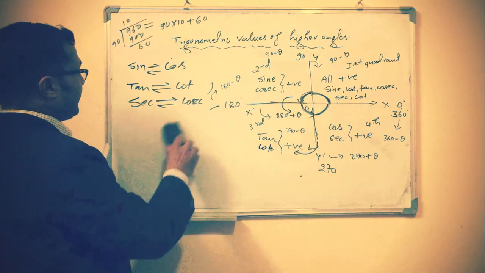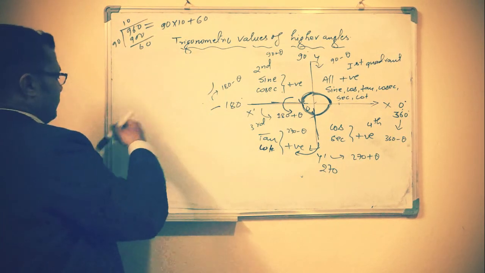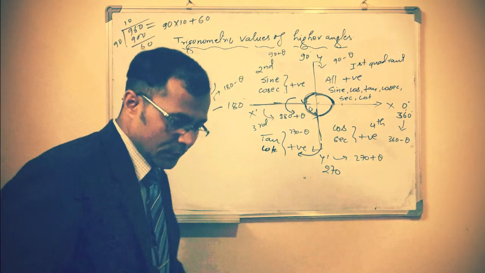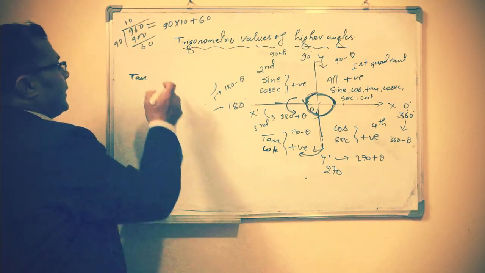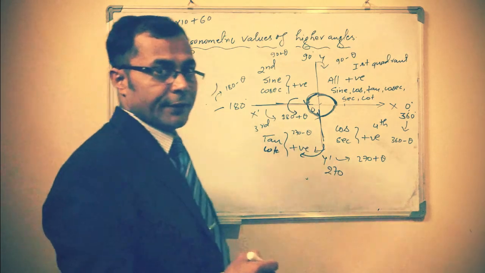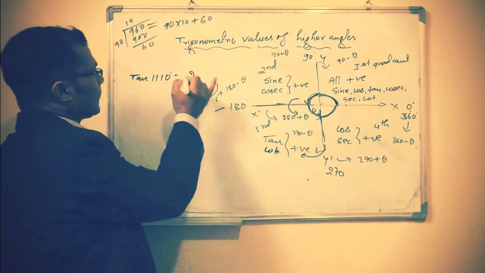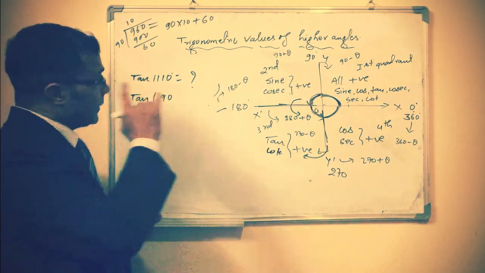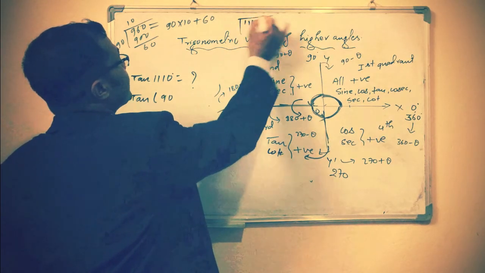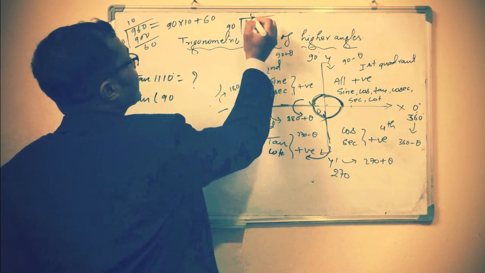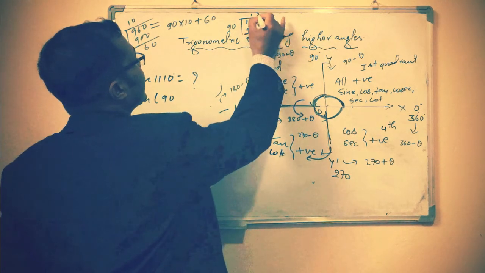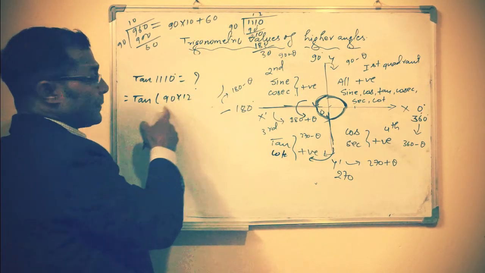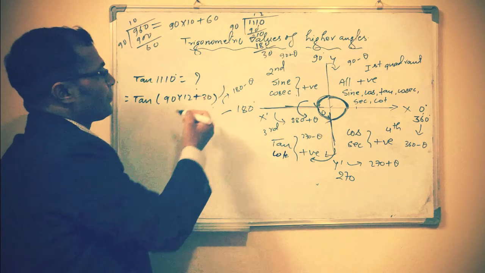Now if you also want a bigger value, one more example. How to find the value of tan, let's say, 1110 degree. Alright? 1110 degree. How to find this one? Just like before, again, what you can do is simply divide 1110 by 90. 1 into 90 is 90, 2 into 90 is 180, so the remaining is 30. So 12 times 90. What I'm doing is 12 times 90 plus 30.